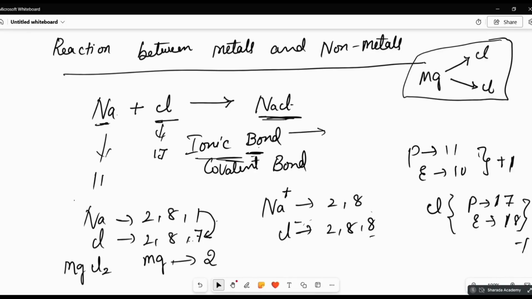See, every atom wants to follow its octet rule. In magnesium, the outermost orbit has 2 electrons. It has 2 chlorine atoms in MgCl2. It is giving 1 electron to 1 chlorine and the second electron to the second chlorine atom. That's why it is MgCl2. So the bond formed is like this.